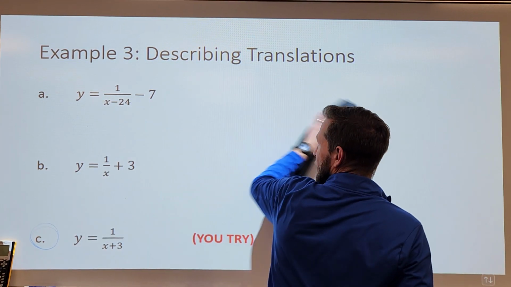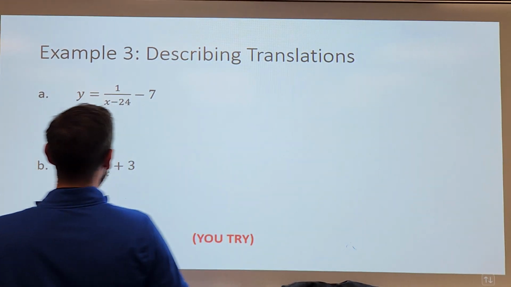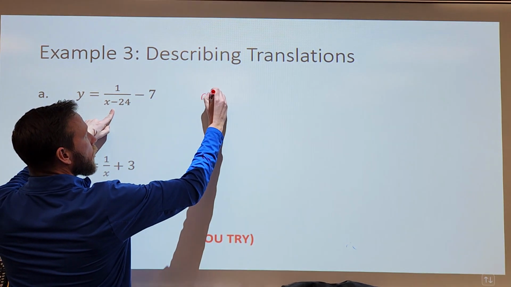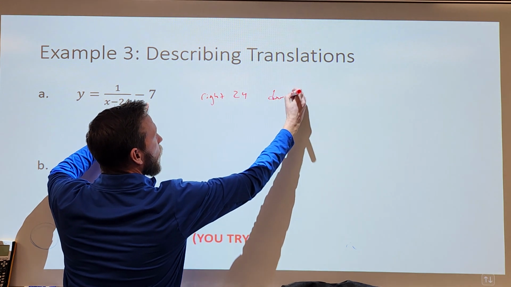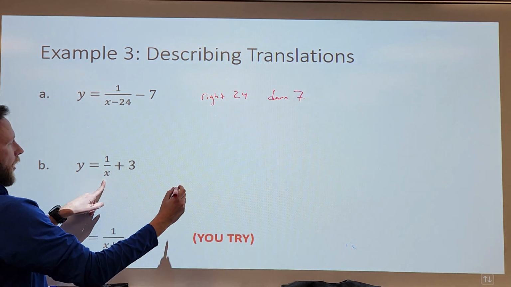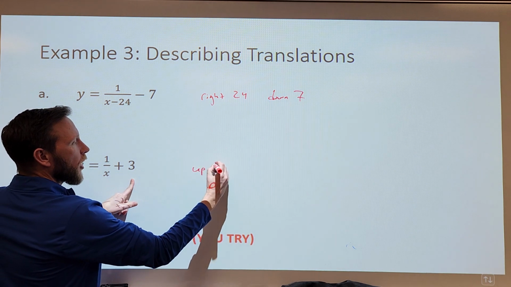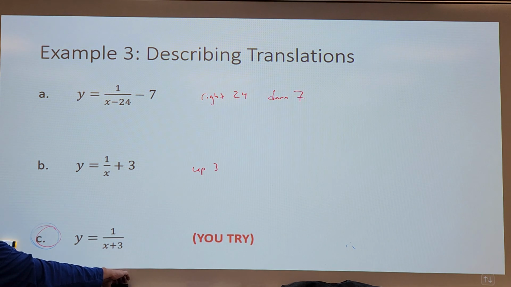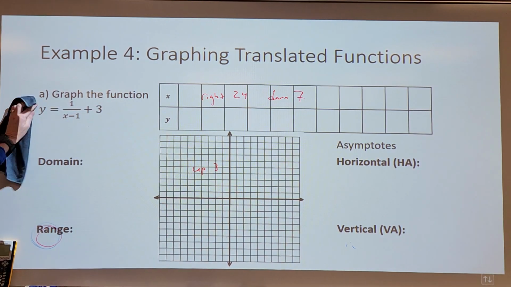Describing the translations, here we have the function already given to us, and our job is to say that we are taking our parent function and moving it to the right 24 spaces, and moving it down 7. Here we are moving it left or right 0, but we are moving it just up 3 spaces. All right? And then letter C, I would like for you to try that one. Pause the video if needed, and I'll go on to example 4.